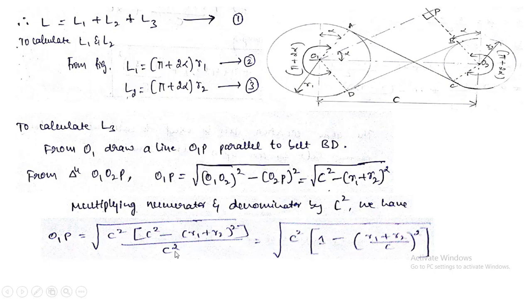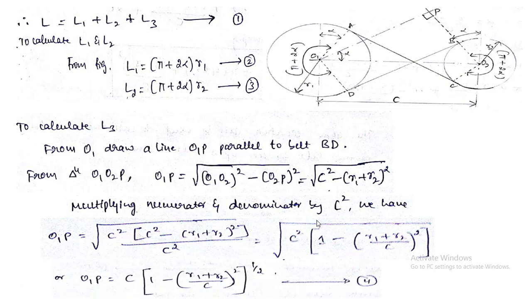And again, if you simplify this, it will be 1 minus (R1 plus R2 by C) whole square, and again that is multiplied by C square under the square root. Next, we will take that C square outside, and I will write the remaining term which is under the square root as the entire term raised to 1 by 2. Call this equation number 4.